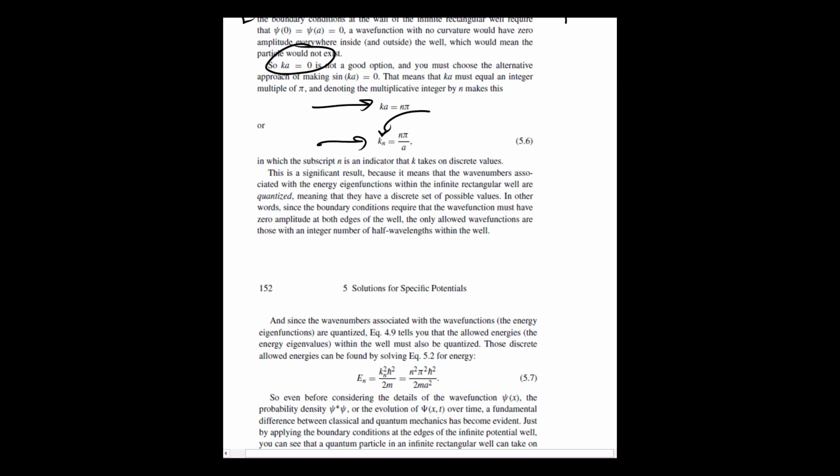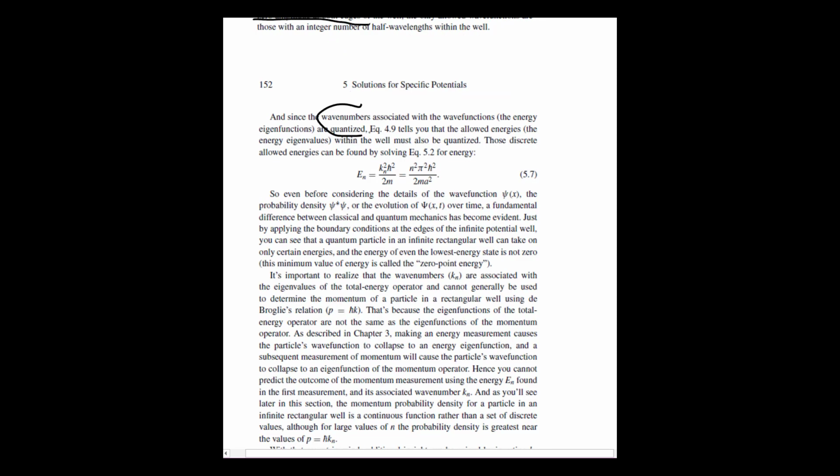And that means ka must equal n pi. And if ka equals n pi, we can solve for k. I've added a little subscript n here to remind you that n takes on discrete values. So k sub n must equal n pi over a. That's already a very significant result, because it says that the wave numbers k sub n within the infinite rectangular well are quantized. That is, they have a discrete set of possible values. This all comes about because the wave function must have 0 amplitude at the edges of the well.